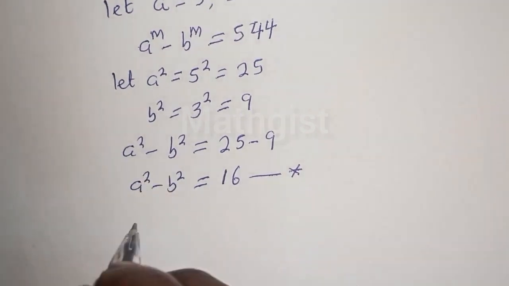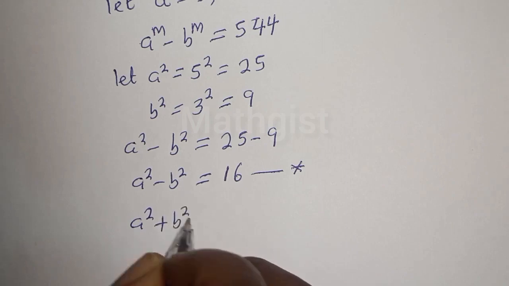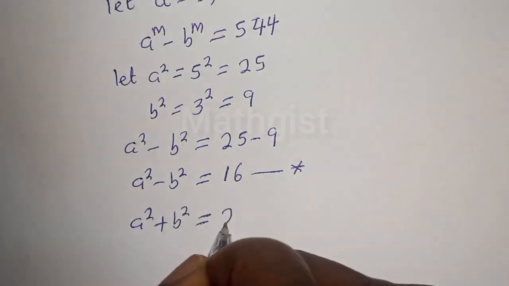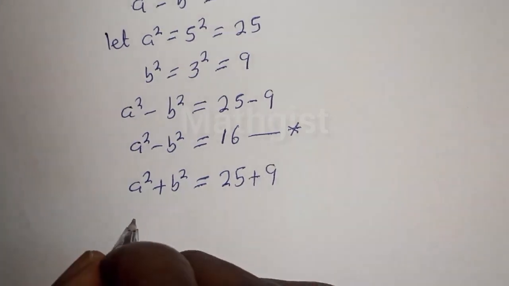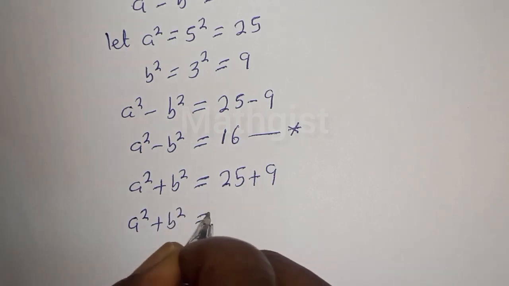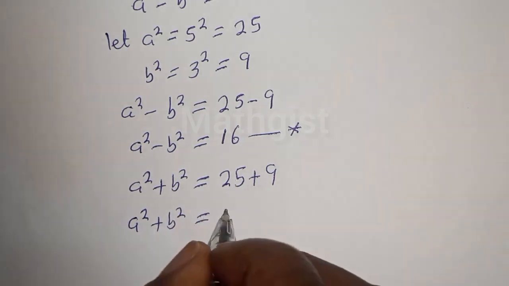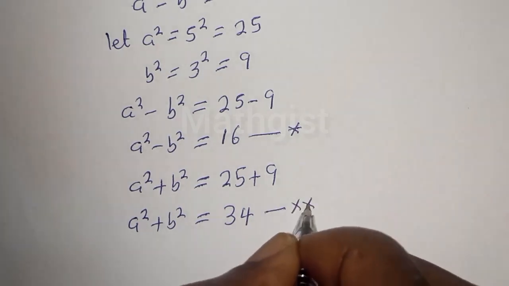Then also a square plus b square is equal to 25 plus 9, that is 34. Let's call this equation double star.